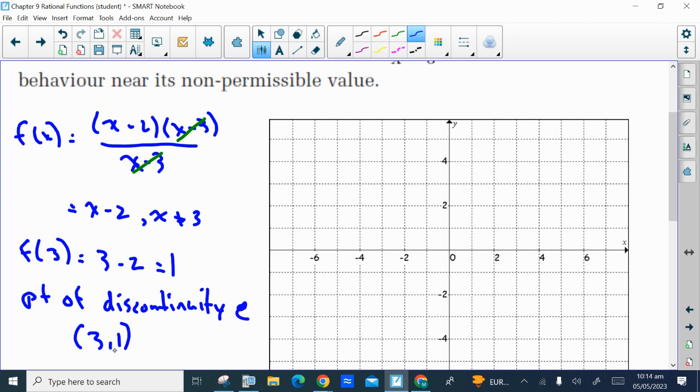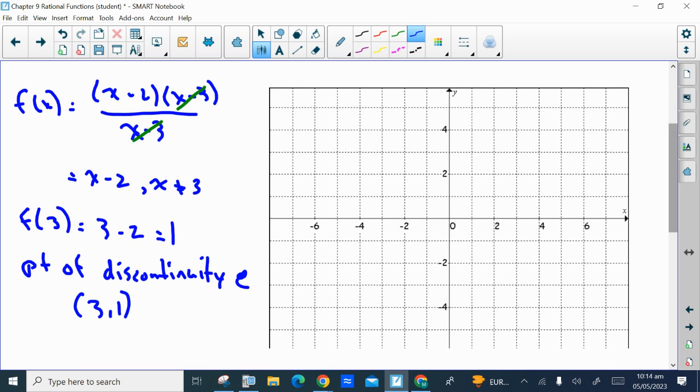And again, that is represented by a hole in the graph, a break in the graph. The graph of this function will be the same as the graph of x minus 2. Again, that has a y-intercept of negative 2 and a slope of 1, so we can rise 1, run 1, rise 1, run 1. But when we get to the point (3, 1), there is a break in the graph, a hole. But after that, it continues by rising 1 and running 1.